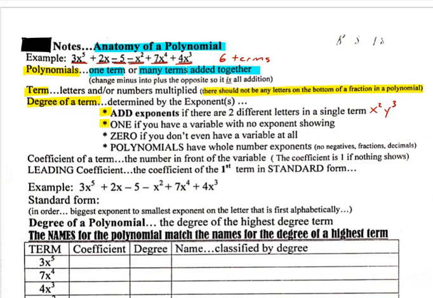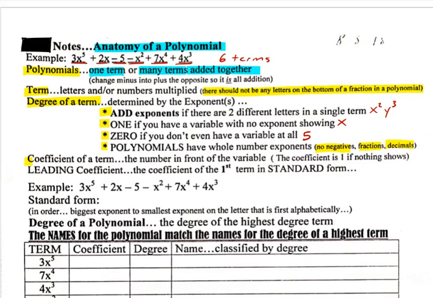It is 1 if you have a variable with no exponent showing. For example, just an x. It is 0 if you don't have a variable at all. So let's say I just had a 5. So my degree of the term is just 0. Polynomials have whole number exponents, so there's no negatives, no fractions, and no decimals in the exponents.